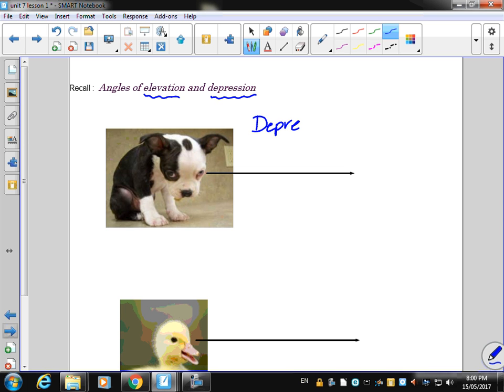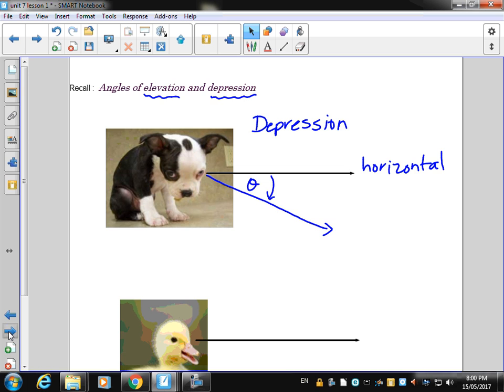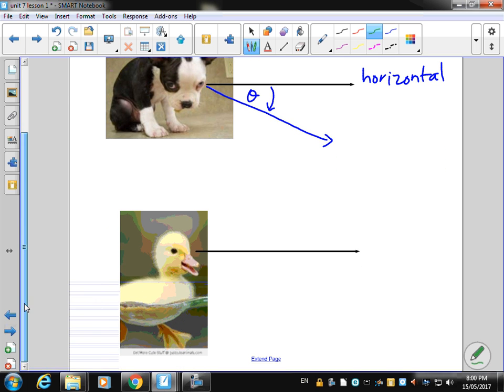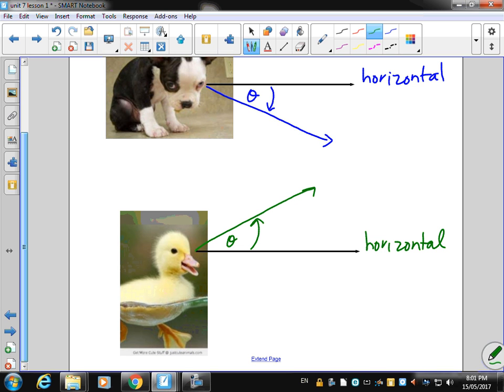Saddest puppy I could find. So an angle of depression is when you look out horizontally first and then look down in a sad sort of way. So this would be an angle of depression when you look from horizontal downwards. An angle of elevation is horizontal first and then upwards in a happy sort of way. There's an angle of elevation, horizontal first and then upwards.